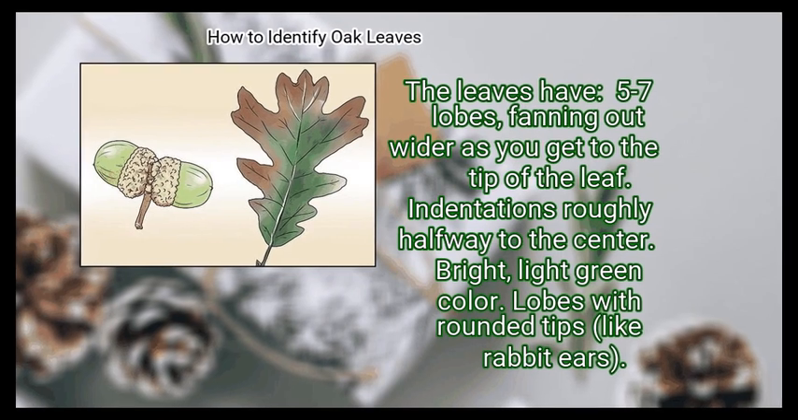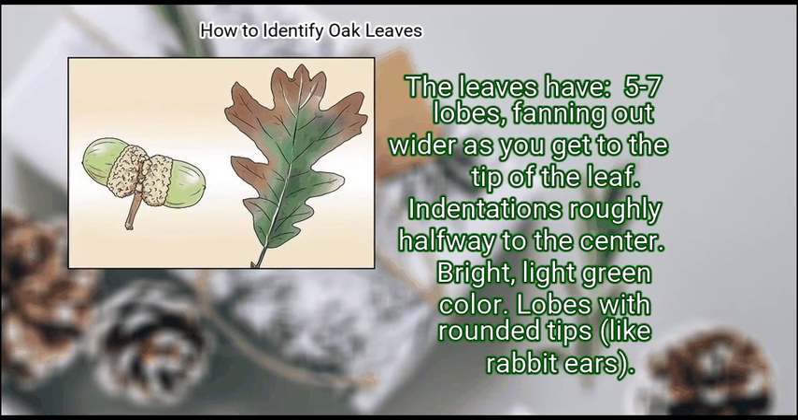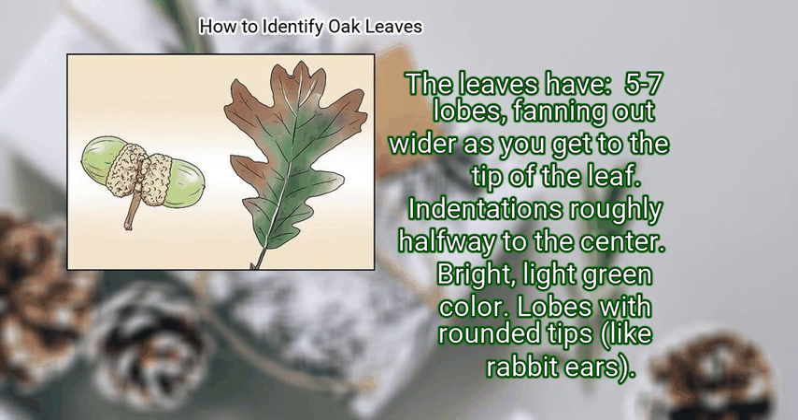The leaves have 5 to 7 lobes, fanning out wider as you get to the tip of the leaf, with indentations roughly halfway to the center. Bright, light green color. Lobes with rounded tips, like rabbit ears.